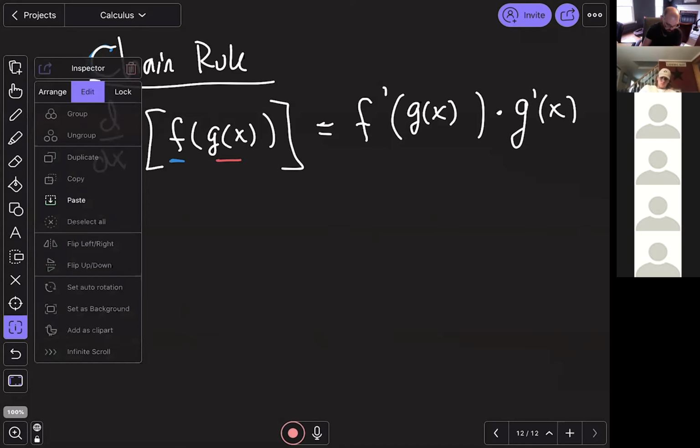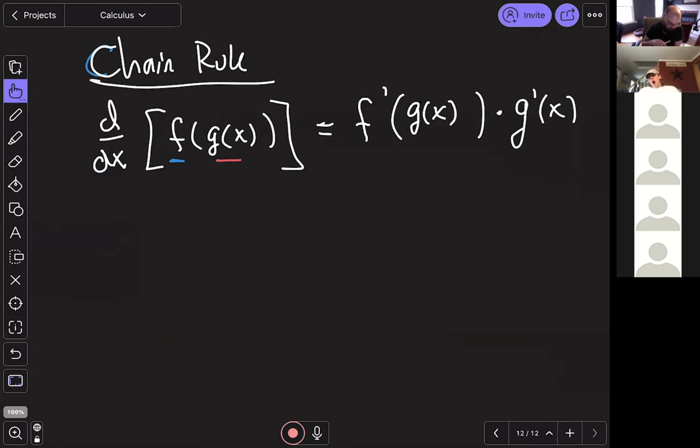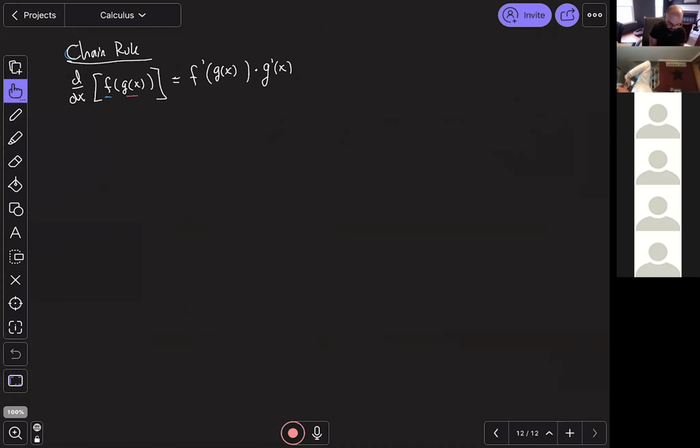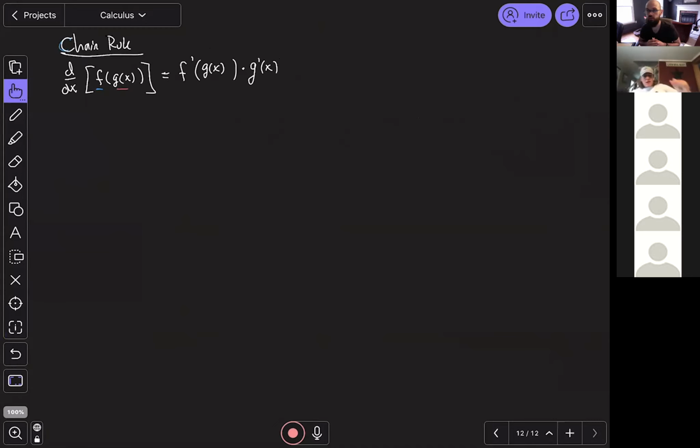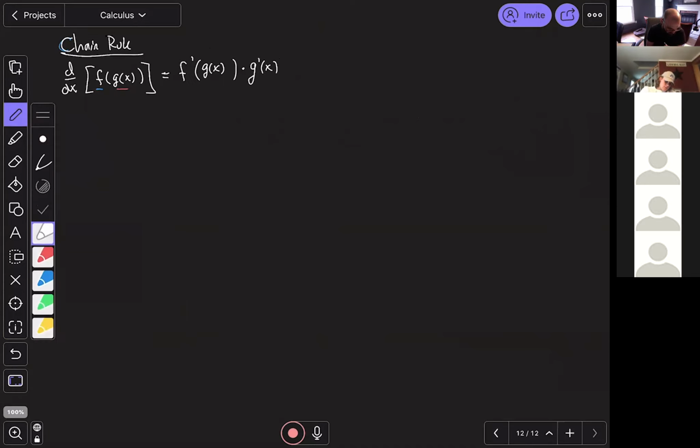Okay, so I'm going to see if I can group all of this together. Put that up into the top left so we can think about it. So we have that up there. That's our chain rule, but I think it's going to be helpful for us to now look at an example.